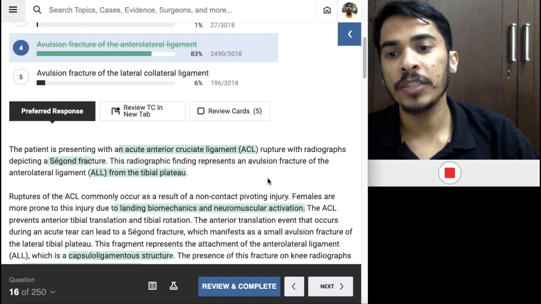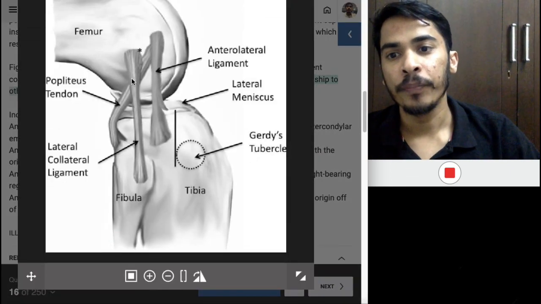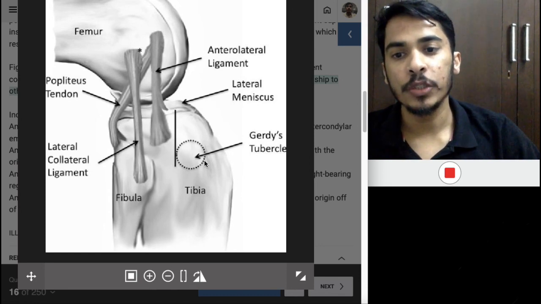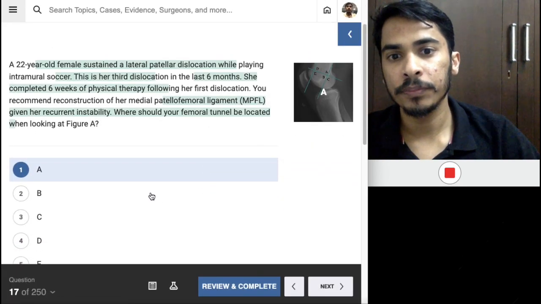This ALL is attached to the tibial plateau anterolaterally. So we can understand the anatomy. This is the fibular collateral ligament. This is the anterolateral ligament, which is the thickening of the anterolateral knee capsule, which is proximal and lateral to the Gerdy's tubercle. Going to the next question.